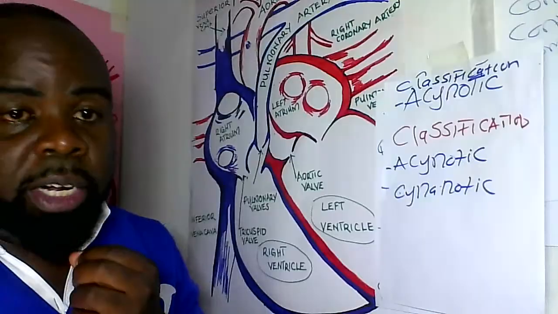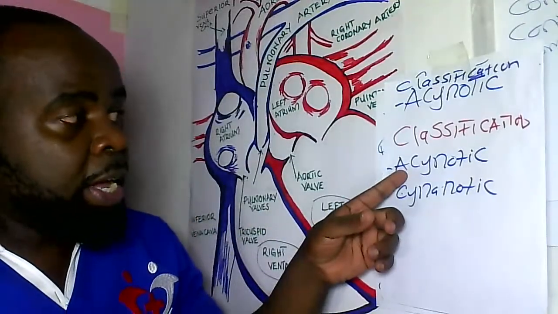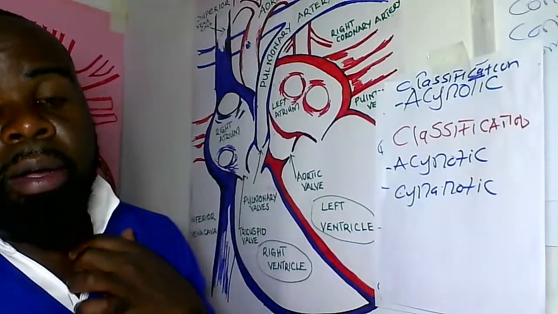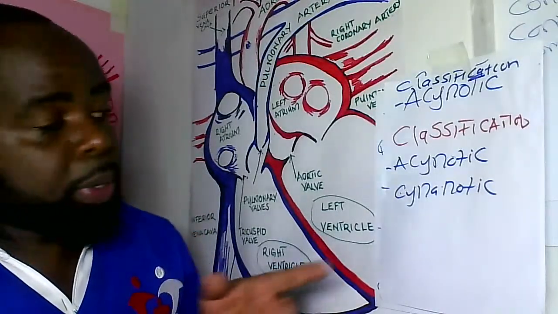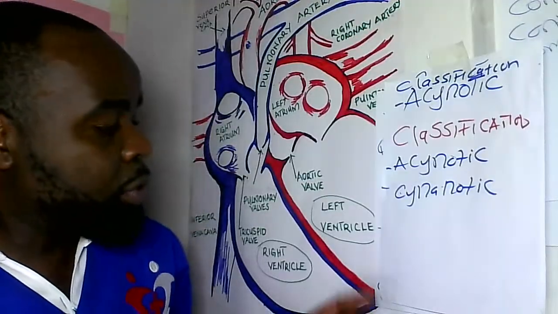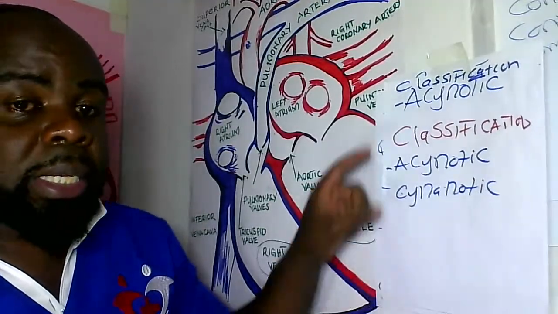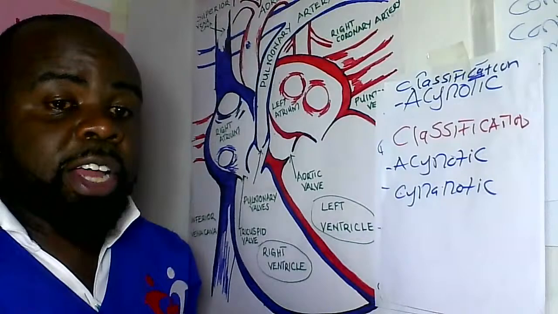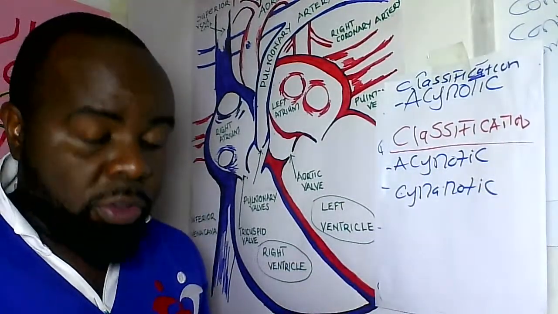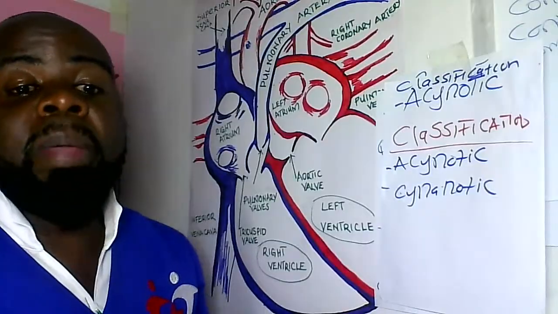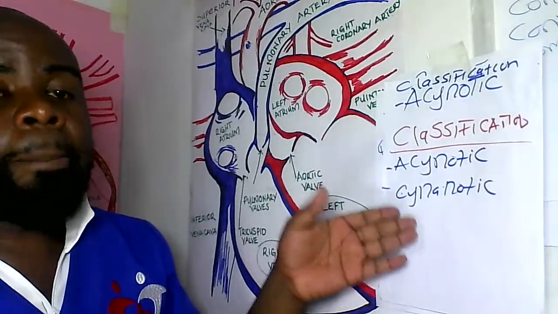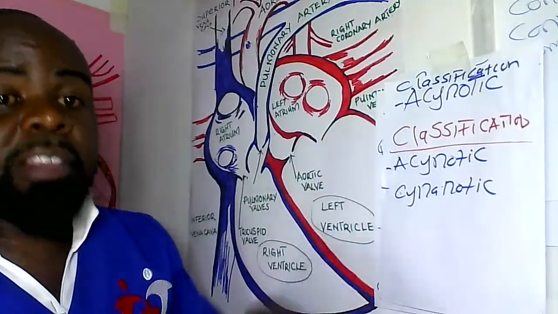Let's continue and classify. We start by classifying. Acyanotic means blood that has oxygen. Cyanotic means blood that has no oxygen. So this is the classification. We have two types of congenital heart defects, two types of classifications that a baby is born with.